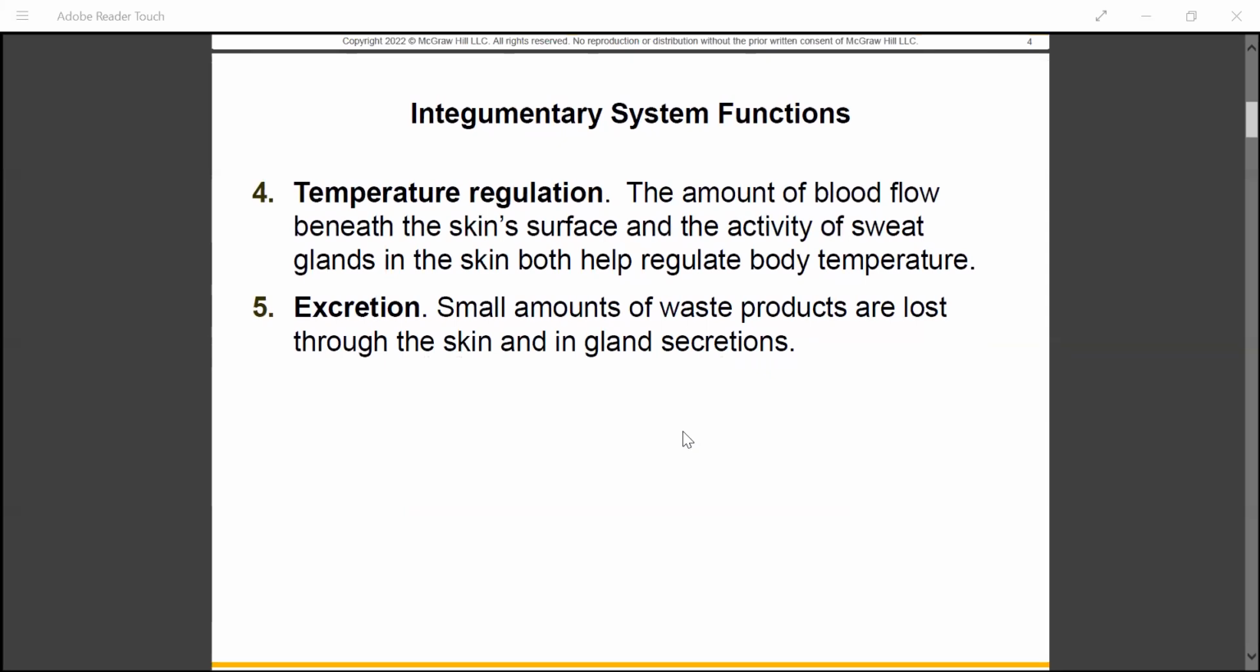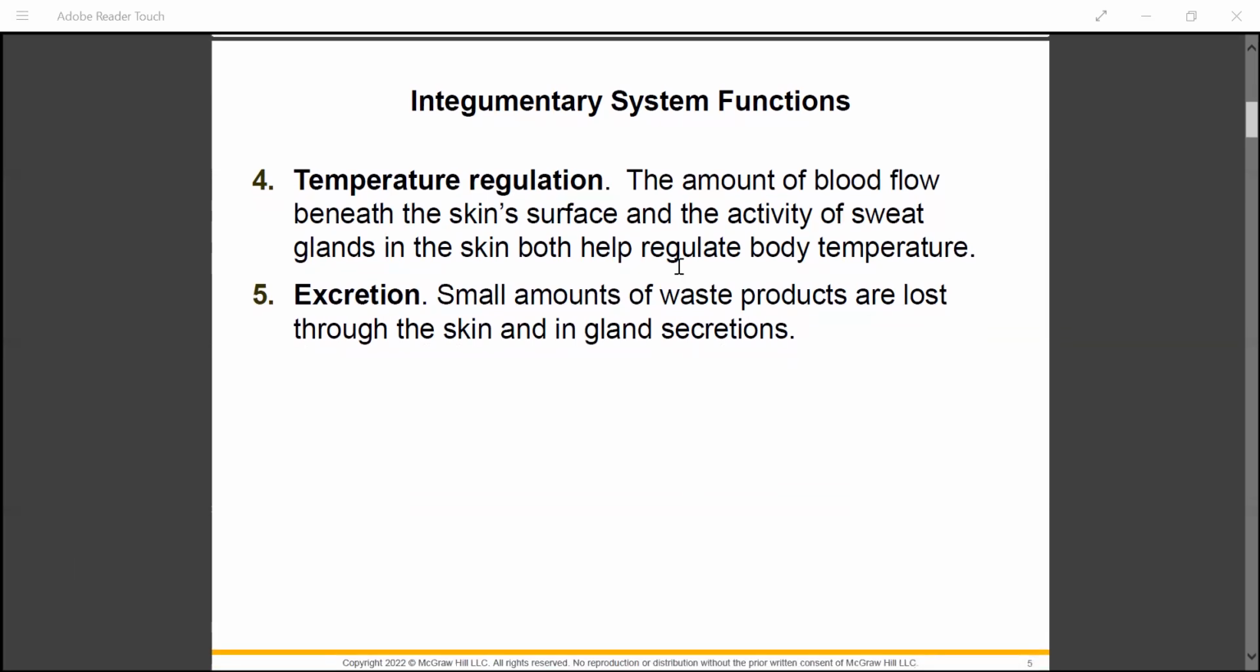Our last couple, temperature regulation, we'll talk about a little more farther along. So blood flow below the skin surface, and the activity of sweat glands both help with temperature regulation. So we'll talk about that in terms of how that actually happens a little bit later on. And then secretion. So we do get rid of some waste products through our skin. And then, of course, we already talked about sweat glands and sebaceous glands, or our oil glands that are present that excrete substances.